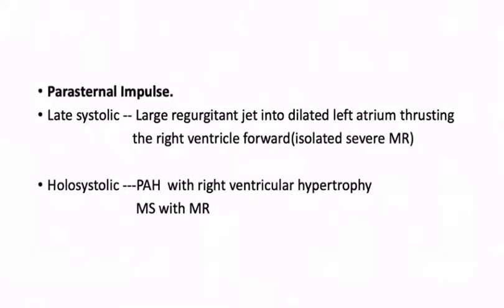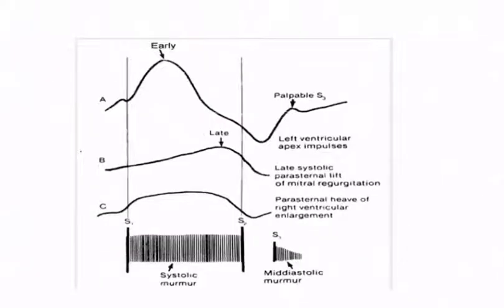Whereas if there is a holosystolic parasternal heave, then we need to suspect that the patient has associated pulmonary artery hypertension, or the patient has rheumatic heart disease with associated mitral stenosis.